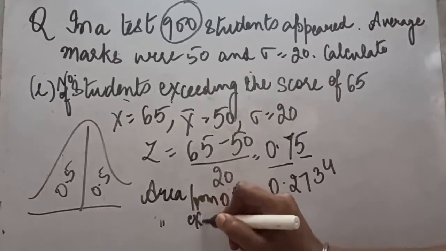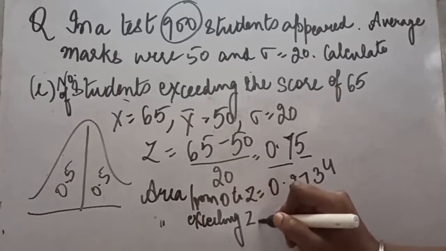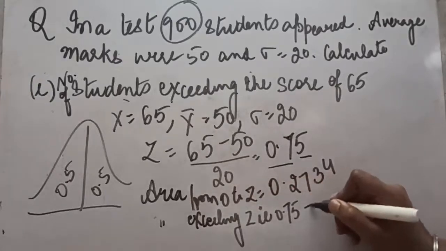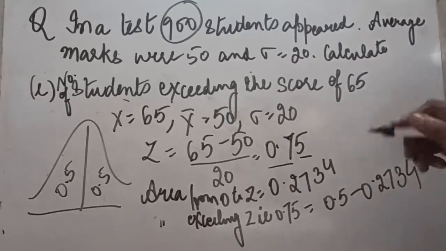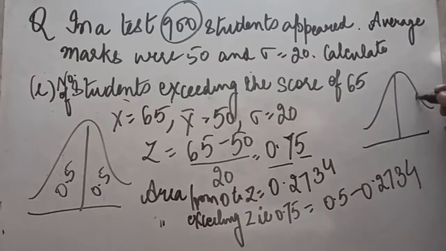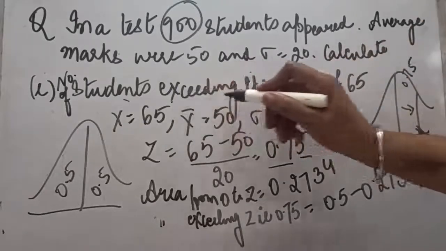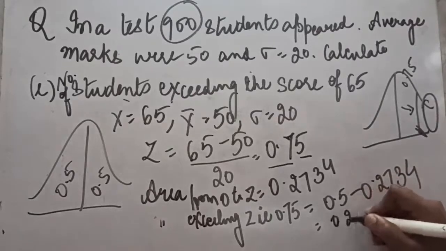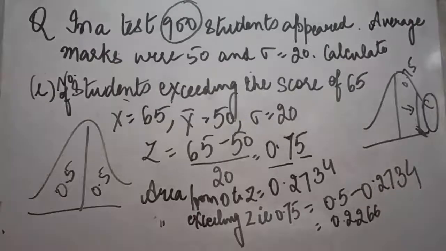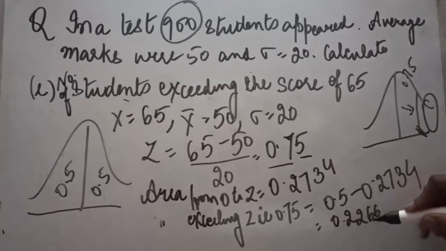So the area exceeding Z, that is 0.75, will be equal to 0.5 minus 0.2734. As we have seen, the table is going to show you the value till 0.75, but we require the value exceeding that. So we are going to deduct from full the 0.75 table value. When you deduct 0.5 minus 0.2734, it comes out to be 0.2266. So this is the answer. This is the area exceeding, 0.2266.